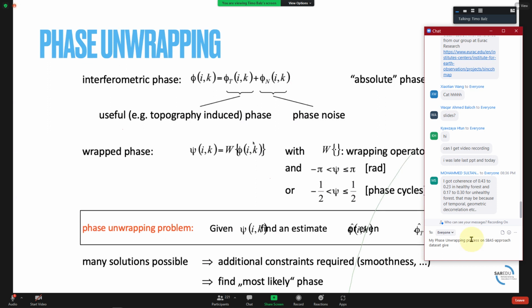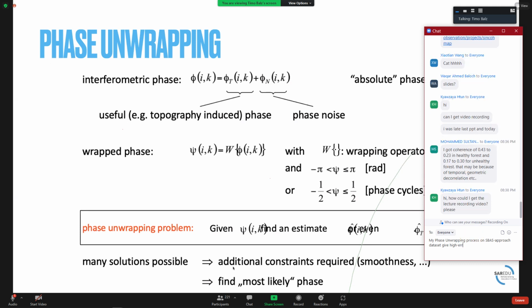And that's a term which we do not like, because it means, well, it's probably the right phase, but we are not sure. It's just the most likely one. We do not know it. It's just the most likely solution, not for sure the correct solution. So it's something that we do not really like.